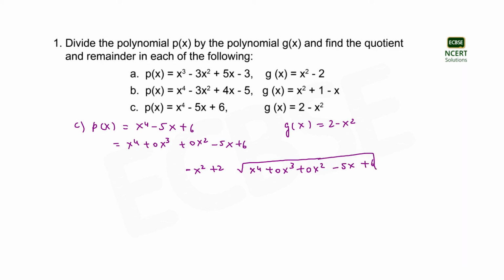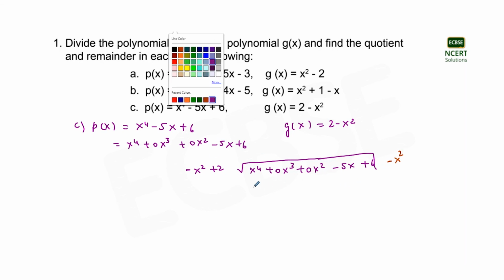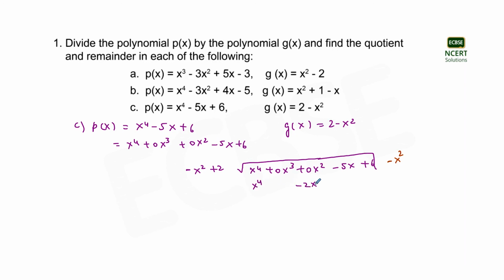So on dividing the first term of the dividend with the first term of the divisor, the term which we get is minus x square. Okay, then multiplying it with the divisor, the term which is obtained is x^4 minus 2x square. Subtracting them, what we will obtain is 2x square, and then this will be dropped down, that is minus 5x. Okay, plus 6.